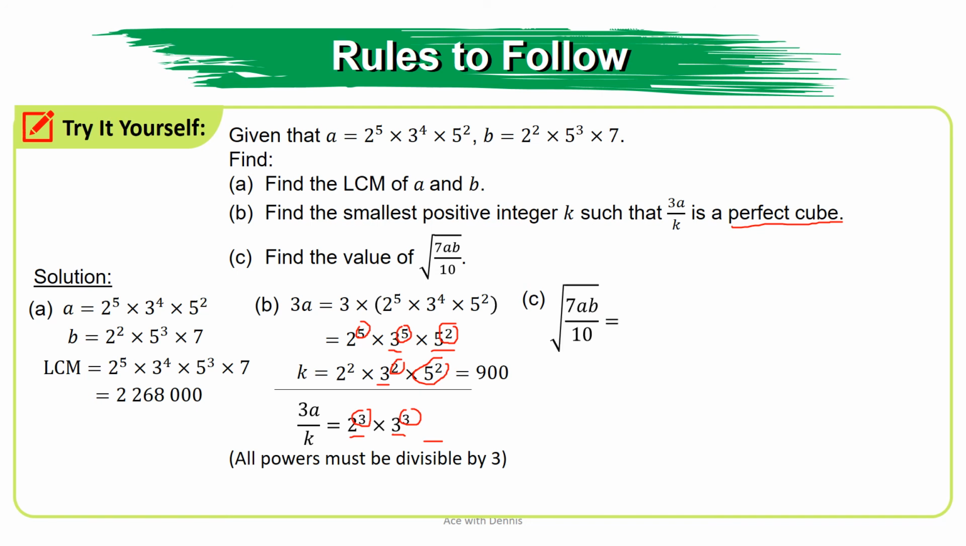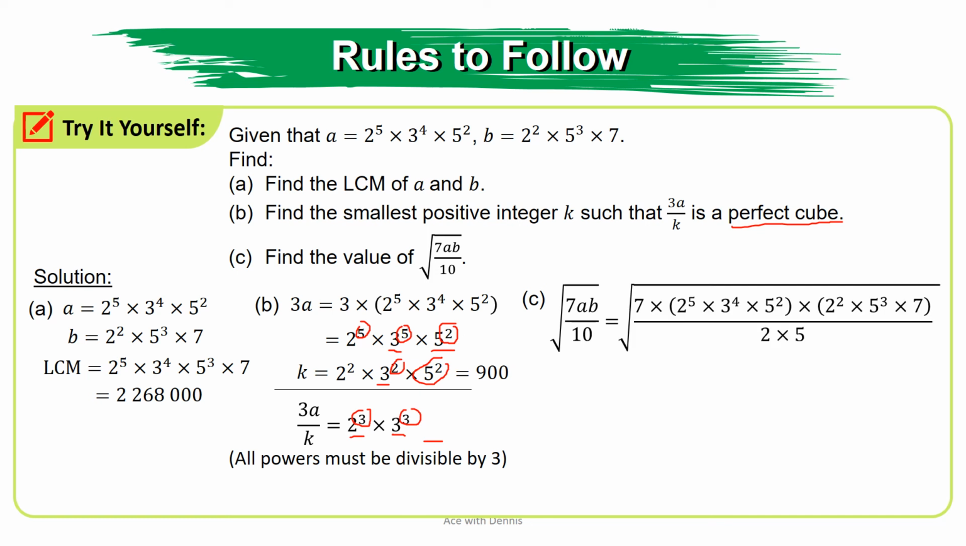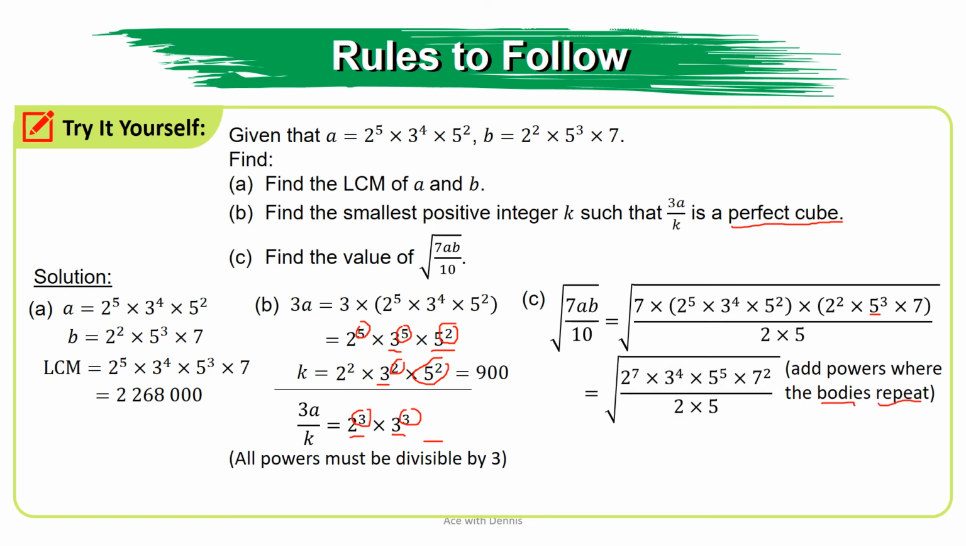For (c), the square root of 7ab over 10, we need to substitute the values first. So the square root of 7 times a, which is 2 to the power 5 times 3 to the power 4 times 5 squared, then times b, which is 2 squared times 5 cubed times 7, and the 10 is 2 times 5, so divide by 2 times 5. Now we want to simplify. If any base repeats, we can add the powers. For the 2 to the power 5 and 2 squared here, the 2 is repeated. So 5 plus 2, it is power 7.